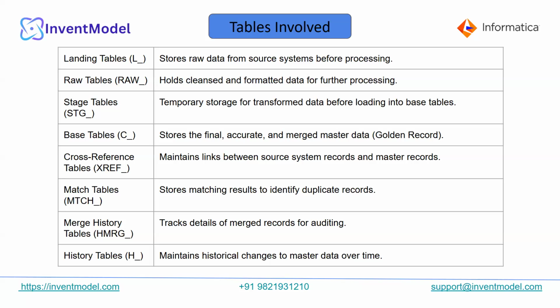Also, when merging happens, the data from the match table gets moved to the HMRG table, the merge history, which is just to track the history of the merged records for audit purposes. We also have the history table, which starts with HMXT. This history table stores the history of the base object table. We move to next.